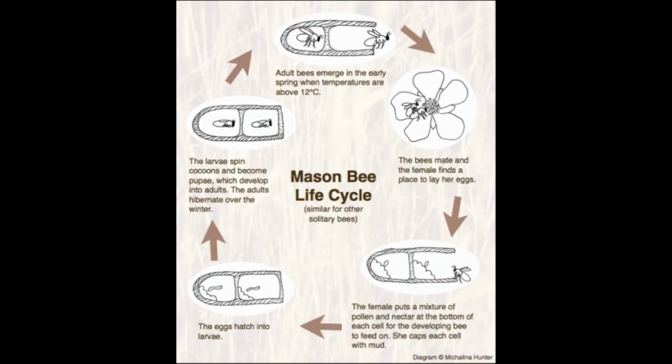The life cycle of a mason bee is an example of complete metamorphosis. Mason bees are growing up at garden sites all over Portland and helping us to pollinate all of our plants.